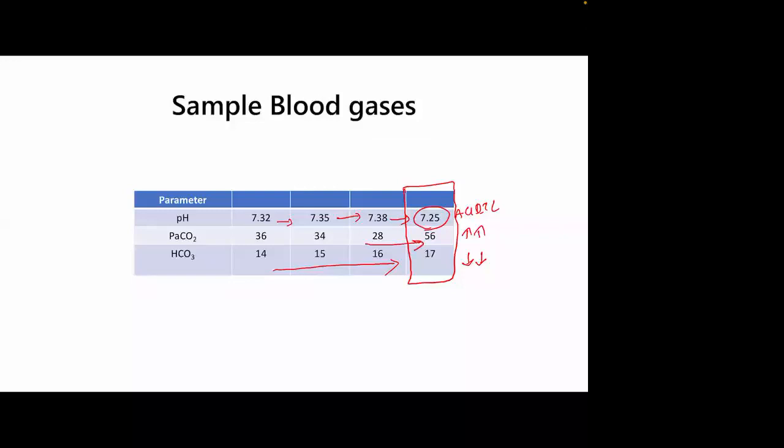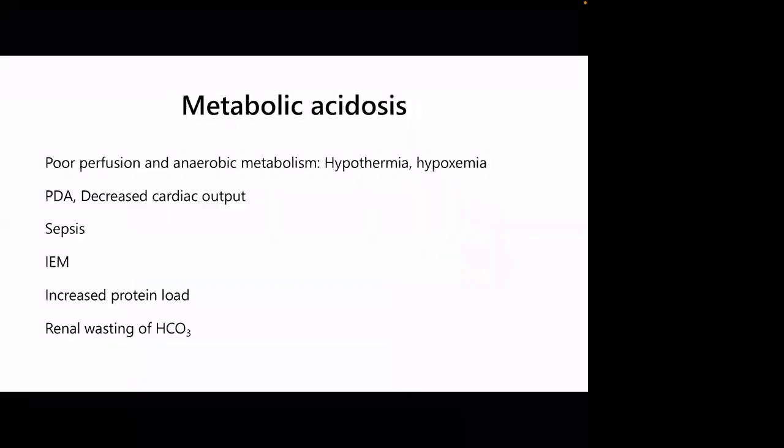So now, after discussing the blood gas analysis, we'll see what are the reasons or causes for metabolic derangements and how we will treat it. Metabolic acidosis can happen with poor perfusion and anaerobic metabolism, which will cause an increase in the lactate. Conditions like hypothermia and hypoxemia will lead to anaerobic metabolism and poor perfusion. Then PDA, decreased cardiac output, sepsis, imbalances of metabolism, where you can get an increase in organic acids and increased protein load, and then renal wasting of bicarbonate, especially in preterm babies who are having immature kidneys.